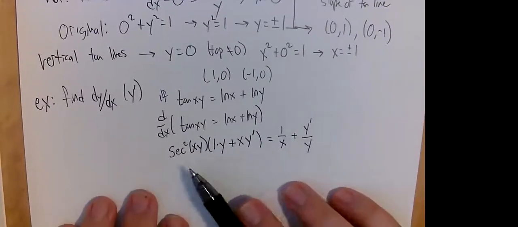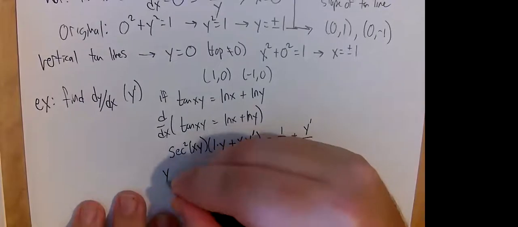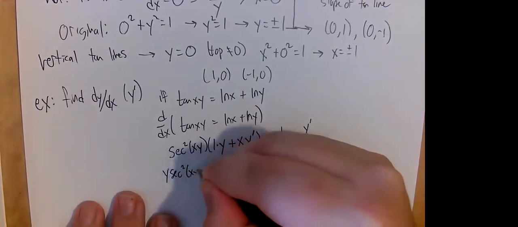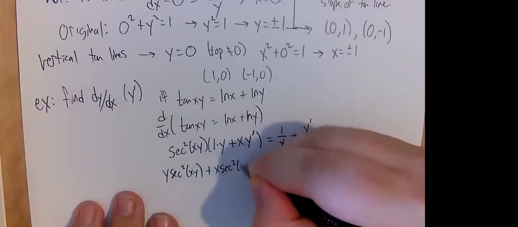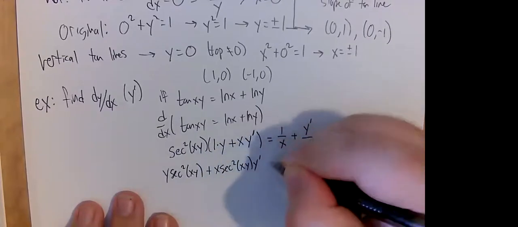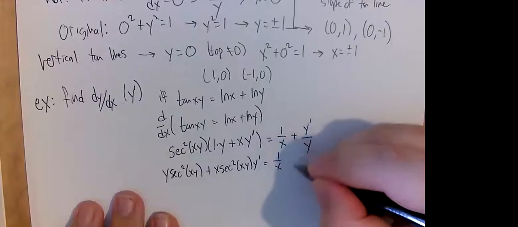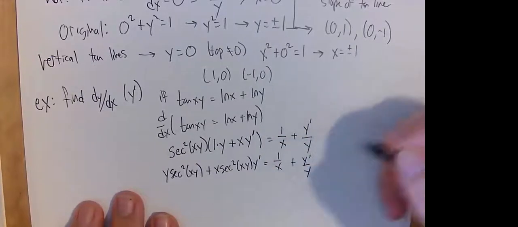What I'm going to do first is distribute this secant squared. So I have y secant squared of xy plus x secant squared of xy, y prime. I have the same left-hand side.